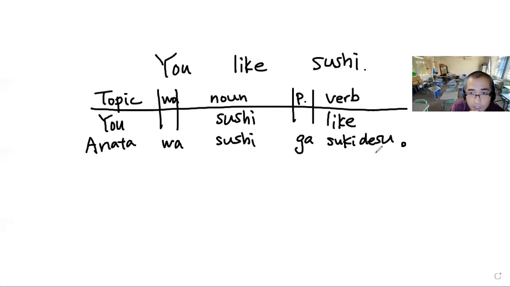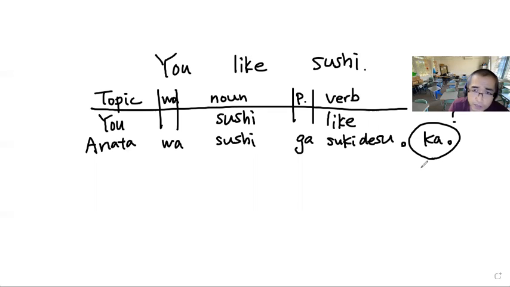あなたは寿司が好きです。Okay, let's make it "do you like sushi?" That's very easy to make. あなたは寿司が好きですか？か is a Japanese question marker. So all you need to create a yes-no question is to add か to the end of the sentence. That's it. As you can see, the word order is still the same, but only adding か can help you create yes-no questions.